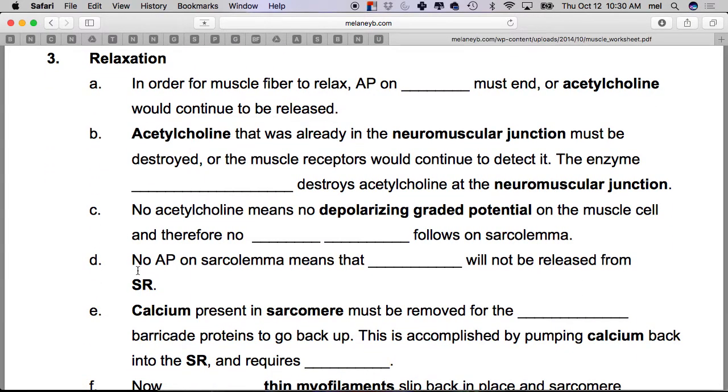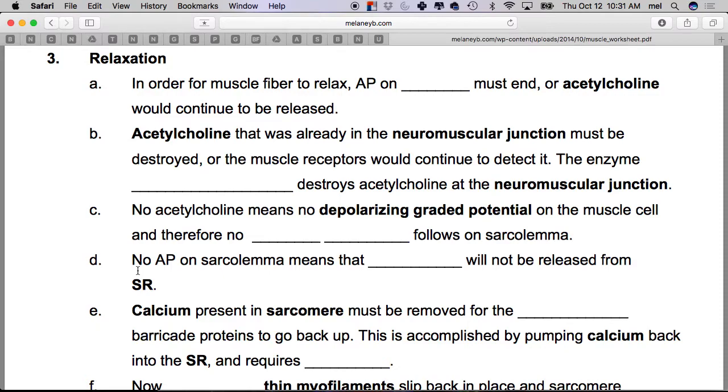Now we're going to try to relax. In order to relax, we need to stop messing with it with the nervous system, right? So let's talk about that first. In order for the muscle fiber to relax, the action potential on blank must end or acetylcholine would continue to be released. Who knows what that one is? Axon, neuron, presynaptic cell, something that tells you not the muscle, right? So acetylcholine that was already in the neuromuscular junction must be destroyed or the muscle receptors would continue to detect it.